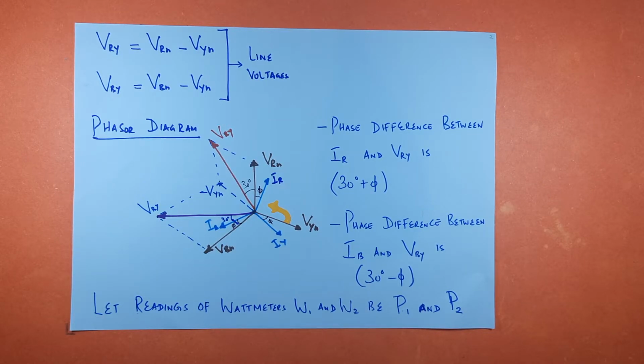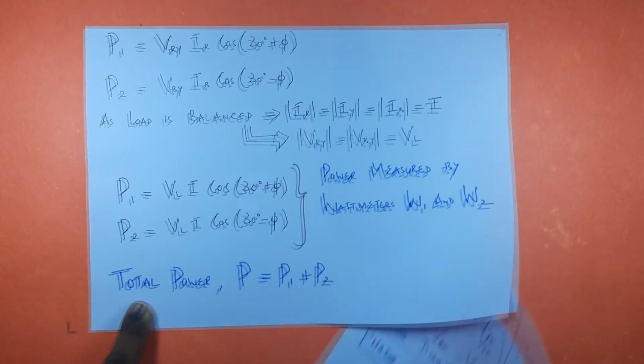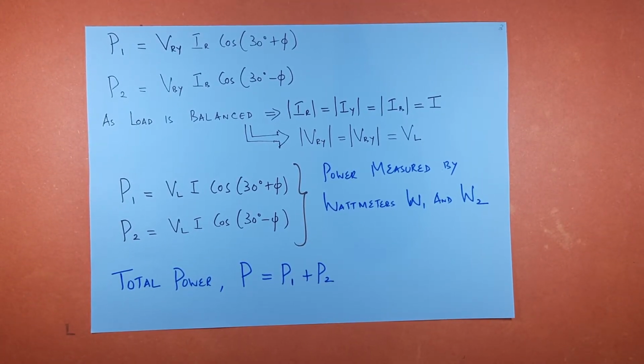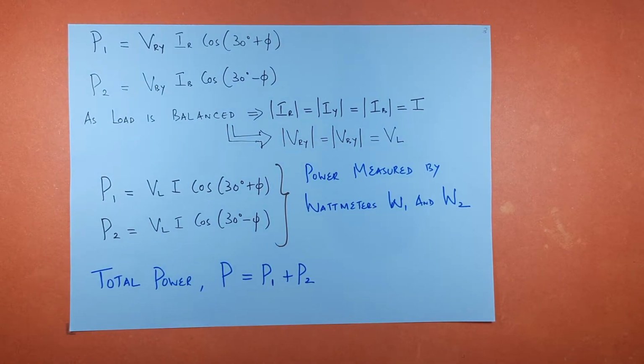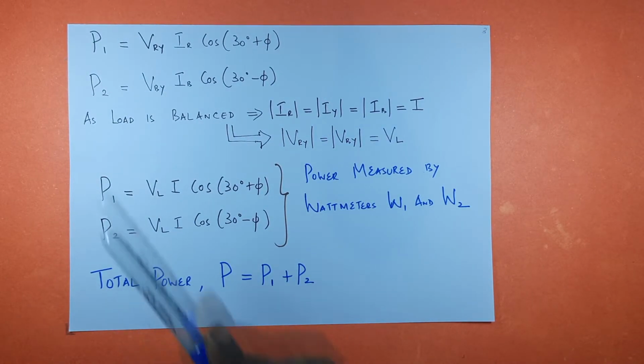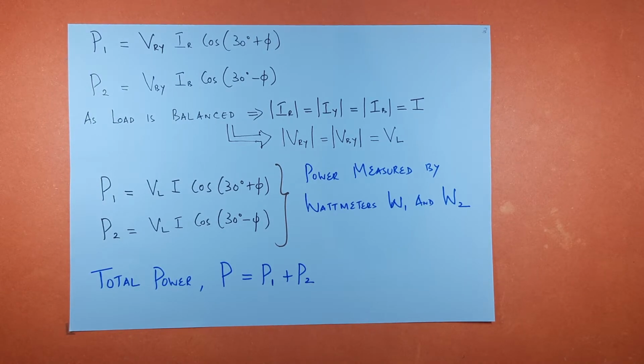So let the readings of the two wattmeters W1 and W2 be P1 and P2. A wattmeter measures the power. So we can write P1 equal to VRY IR cos of (30 degrees plus phi), and P2, with line voltage VBY, IB cos of (30 degrees minus phi).